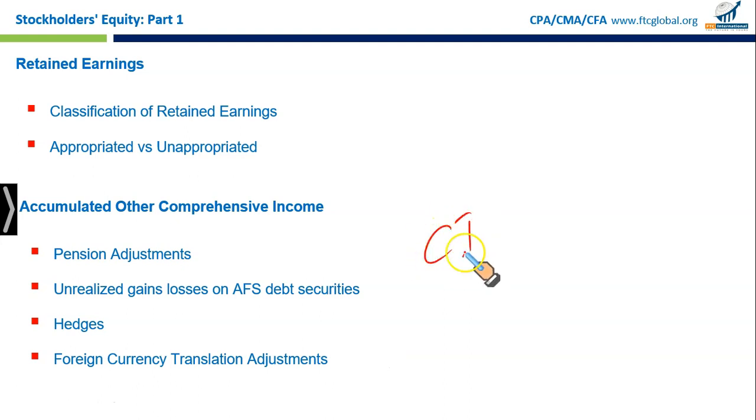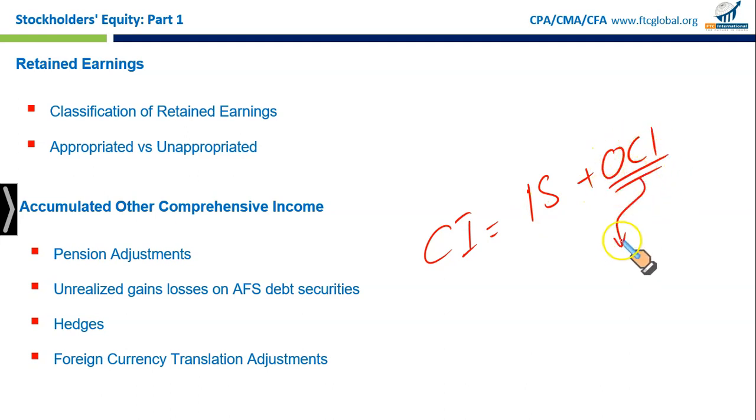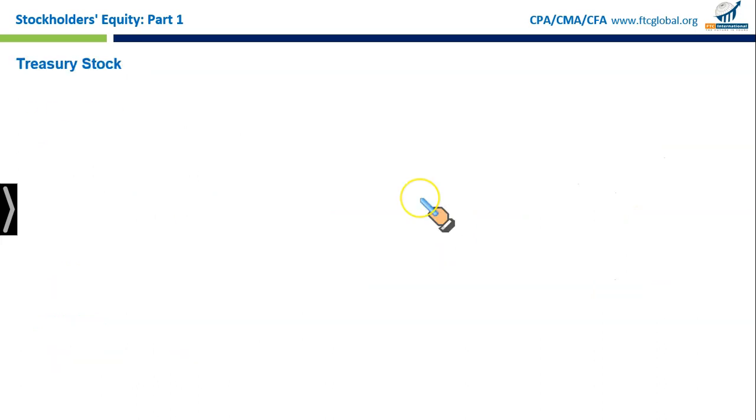So your comprehensive income has two components: net income, that is the income statement, plus other comprehensive income. This other comprehensive income keeps piling up and shows up in the equity section of your statement of changes in equity, and we report it as accumulated other comprehensive income. This total accumulated other comprehensive income is shown separately in the equity section. That means it's separate from capital stock, additional paid-in capital, or retained earnings. It needs to be reported separately.